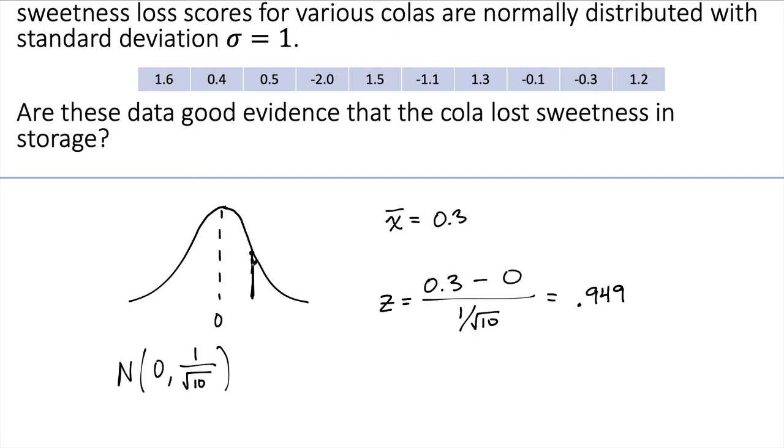And that doesn't seem super surprising, right? We know from our 68, 95, 99.7 rule that we expect 68% of observations to be within 1 standard deviation, which leaves 32% that's beyond that. And so it's not too surprising to end up with something that's less than 1 standard deviation away. And so this doesn't seem to contradict the idea that there was no sweetness loss. So we would say that we did not find strong evidence that this cola lost sweetness over that month.